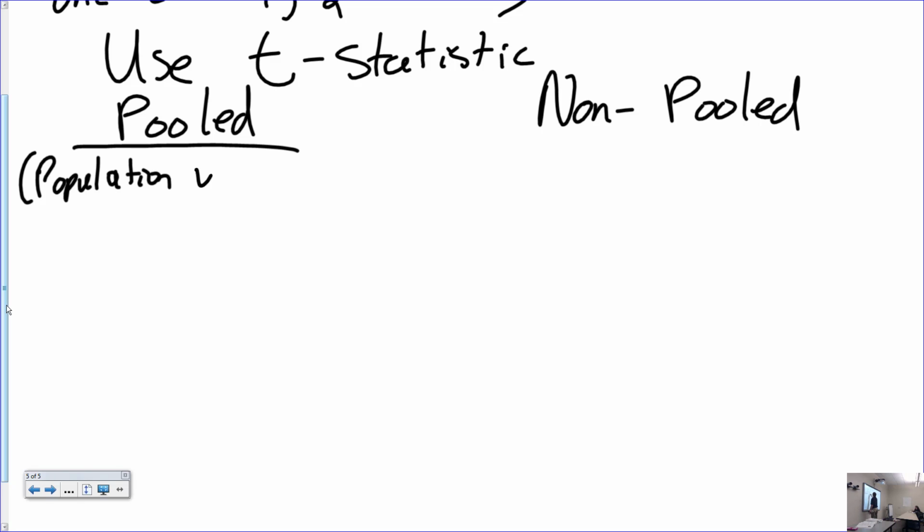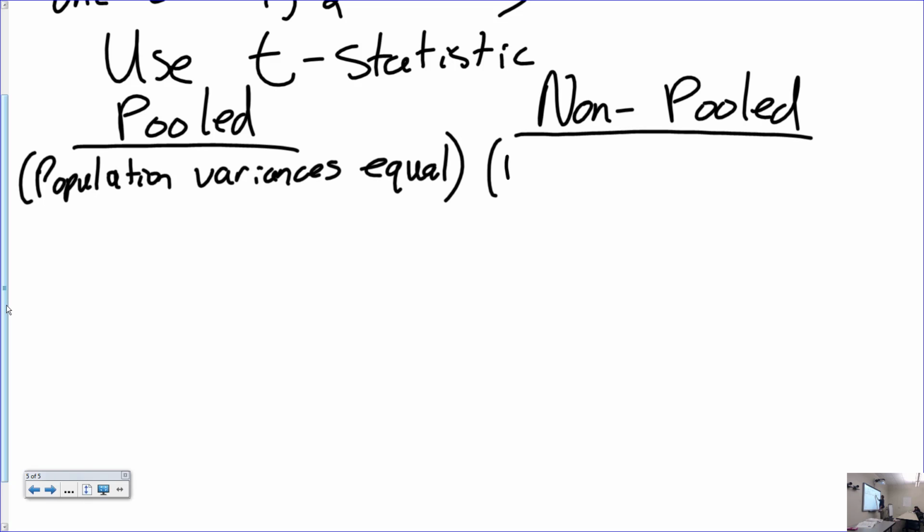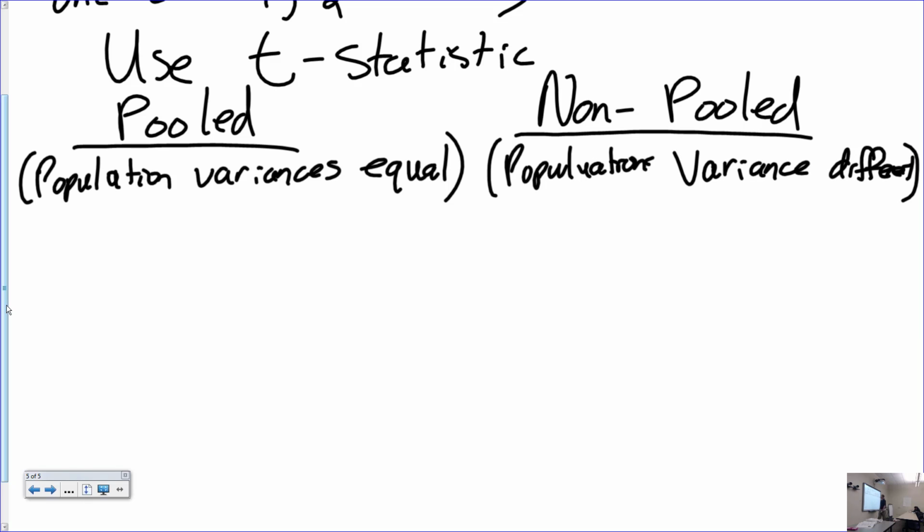Population variances are equal over here. Population variances are not equal over here. Variance, if I can spell the stupid word. So pooled, they're equal. Non-pooled, they're different. And remember that pooled is the unfun one.